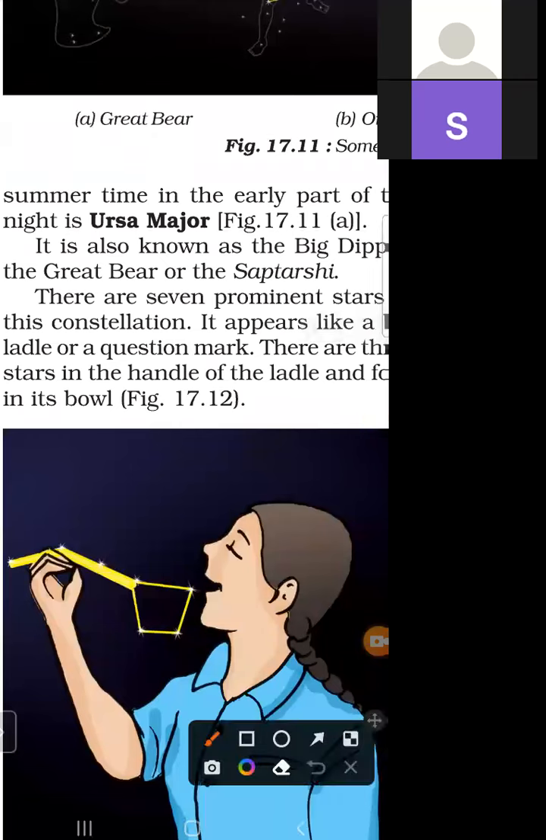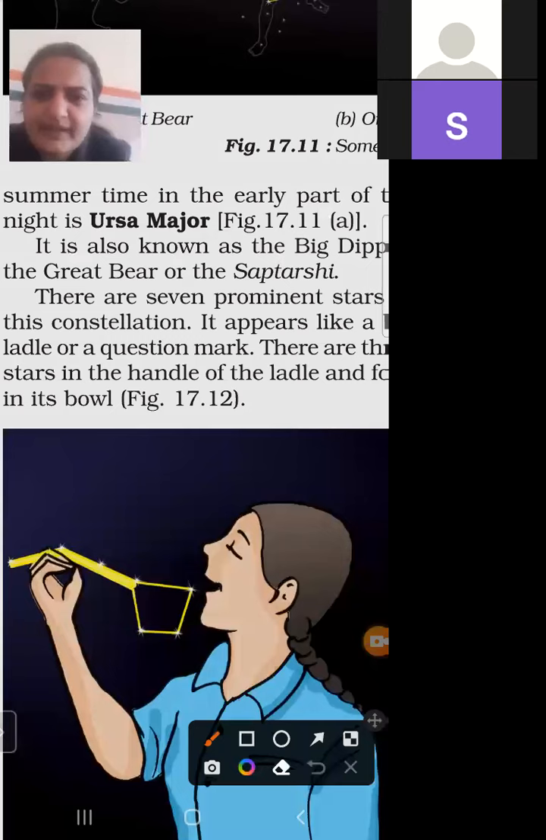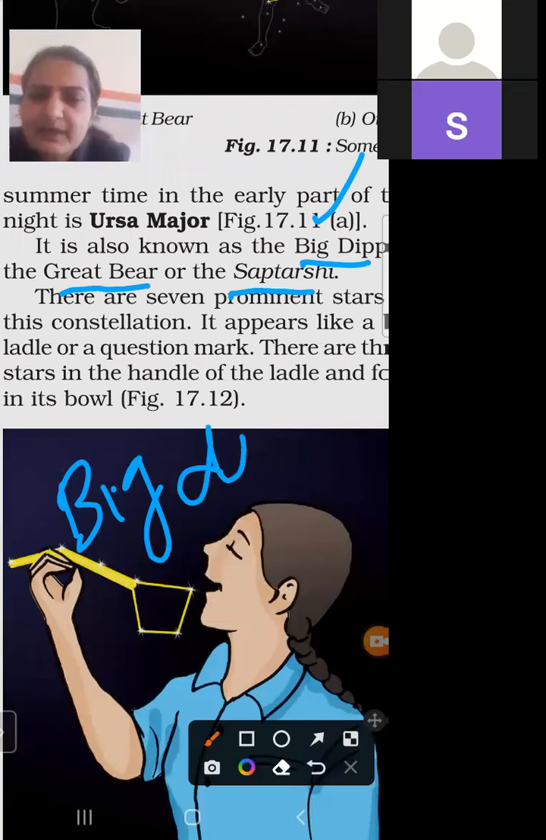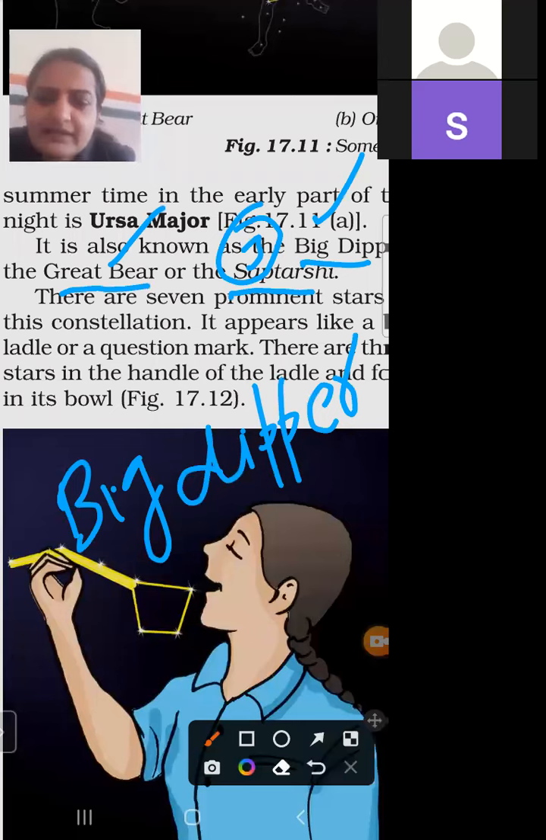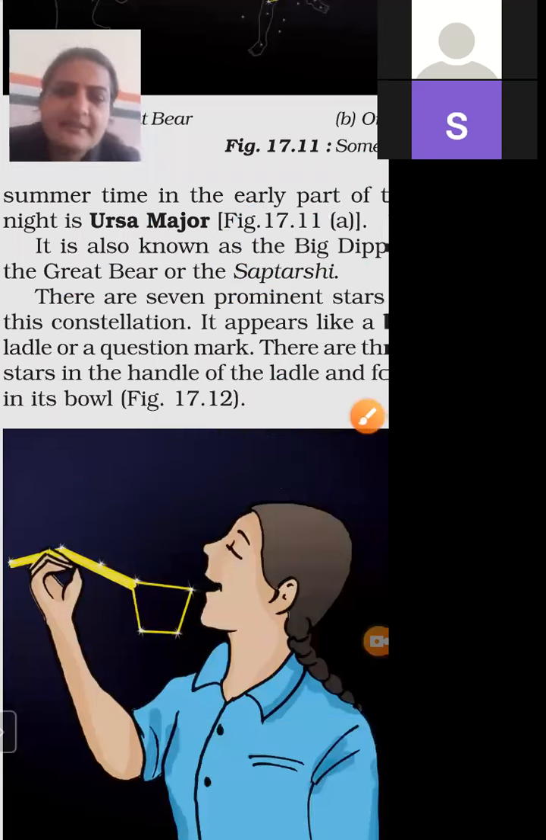And what is another name of Ursa Major? Big Dipper, Great Bear, or Saptarishi. So there are 3 names of Ursa Major. First is Big Dipper, second is Great Bear, third is Saptarishi.